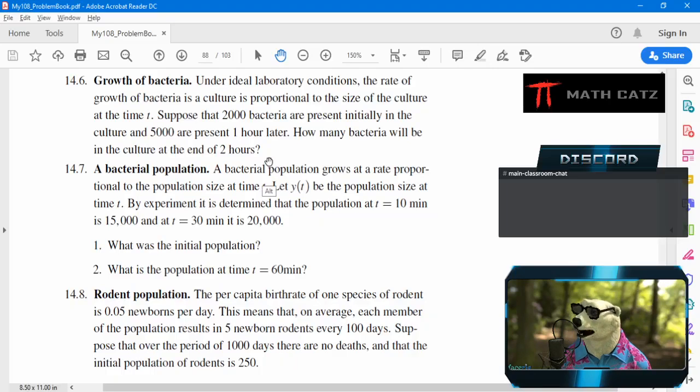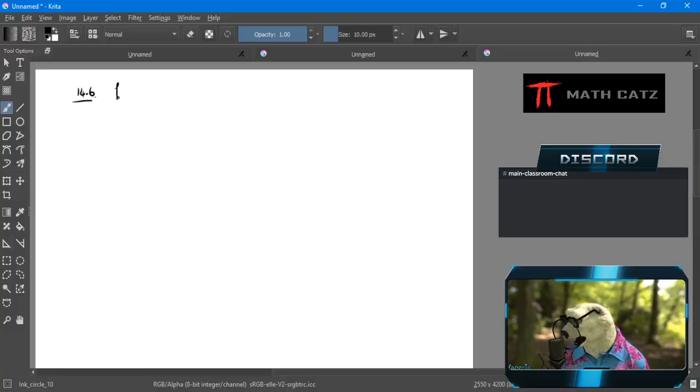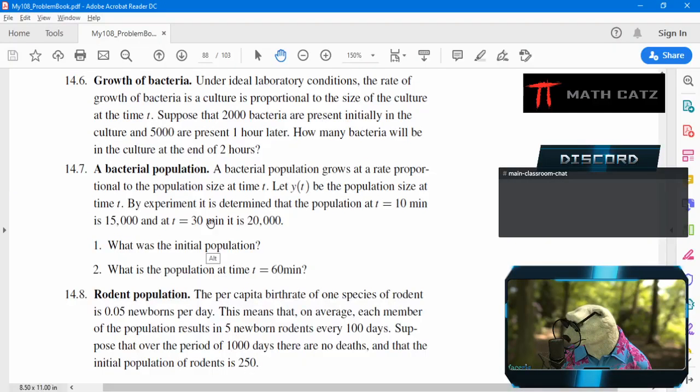I don't have to call it n, I can call it something else. Let's call it y in this case. Let y, which is going to be a function of time, represent the population size, the number of bacteria, at time t.